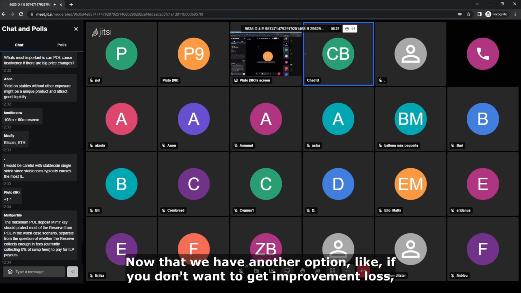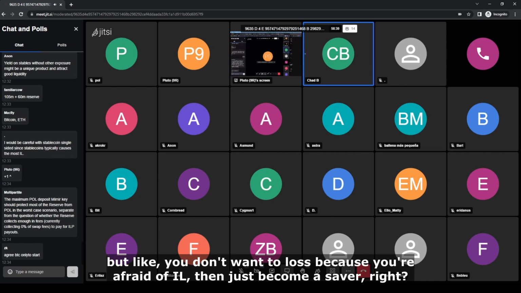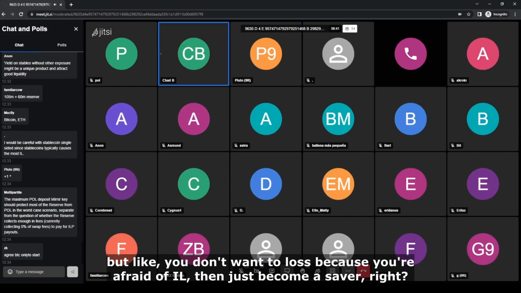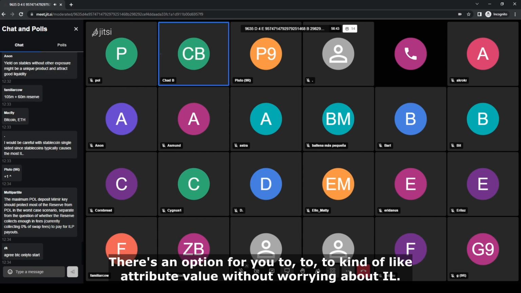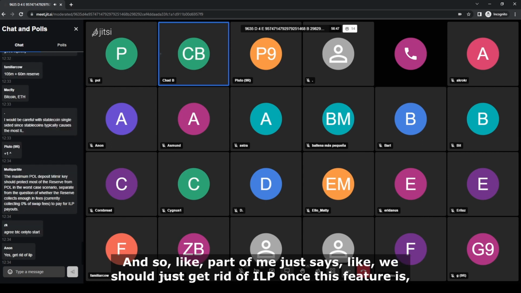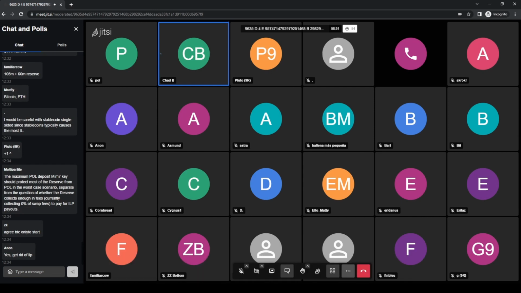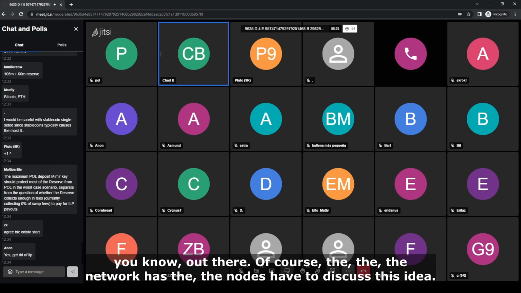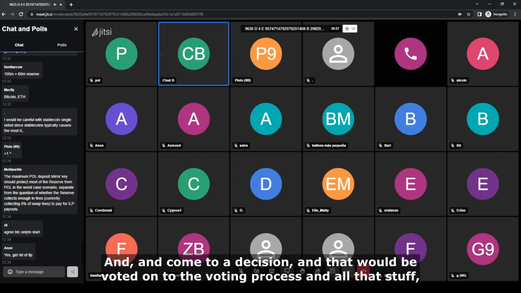If you don't want to get impermanent loss, because you're afraid of IL, then just become a saver, right? There's an option for you to contribute value without worrying about IL. And so part of me just says we should just get rid of ILP once this feature is out there. Of course, the nodes have to discuss this idea and come to a decision, and that would be voted on through the voting process and all that stuff.